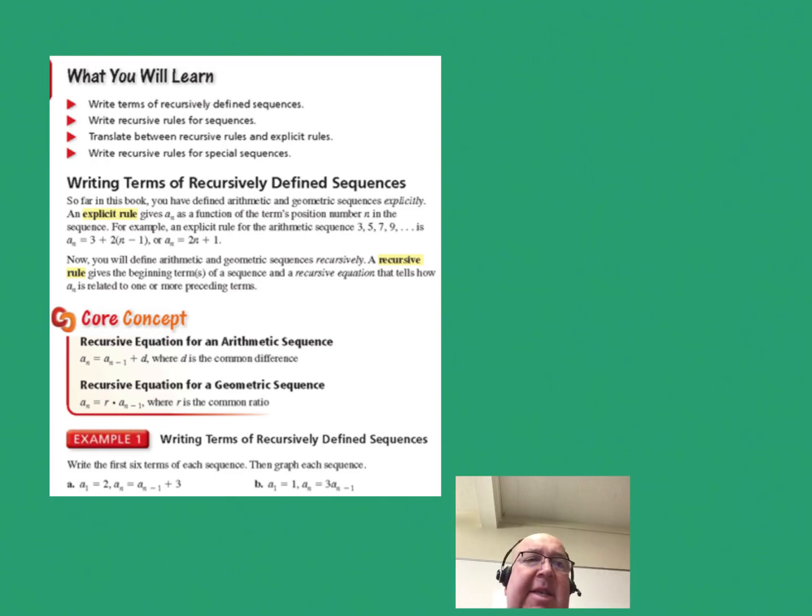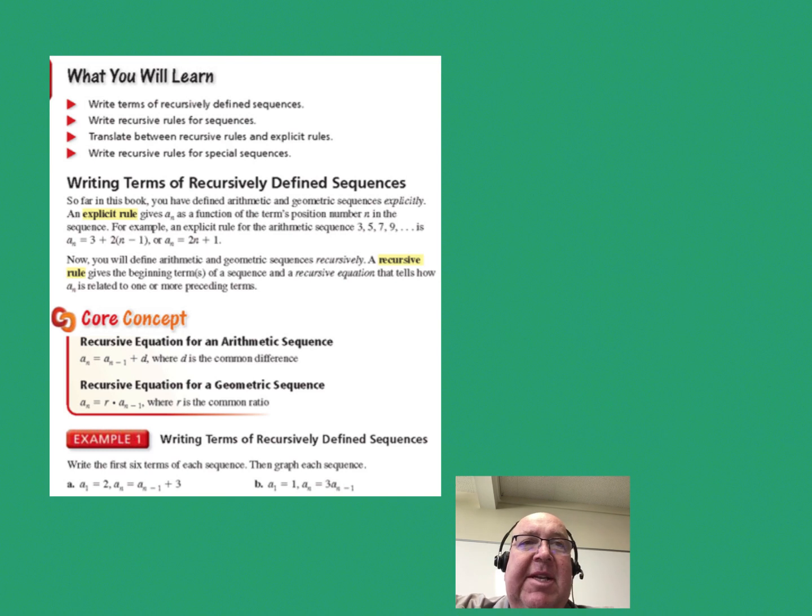Okay, today's assignment we're going to be working with recursive sequences or recursive rules for sequences. Remember that an arithmetic sequence changes by addition, geometric changes by multiplication. All a recursive rule says is if I know a previous term, I can find my next term by adding or multiplying. So let's look at example 1.